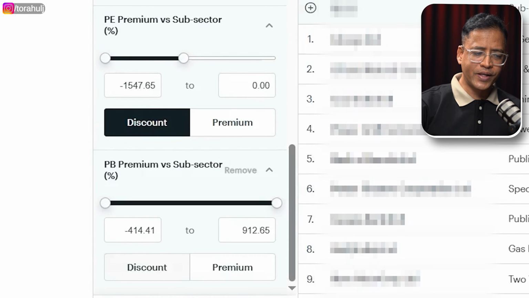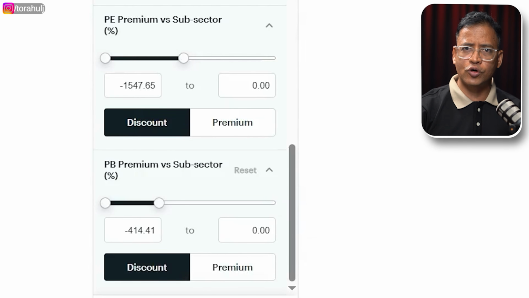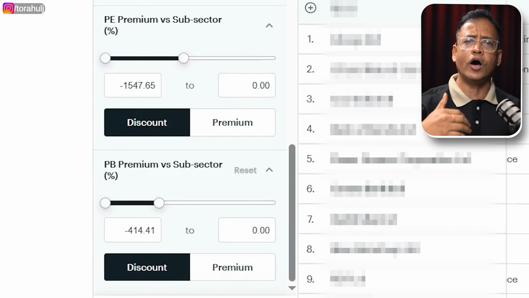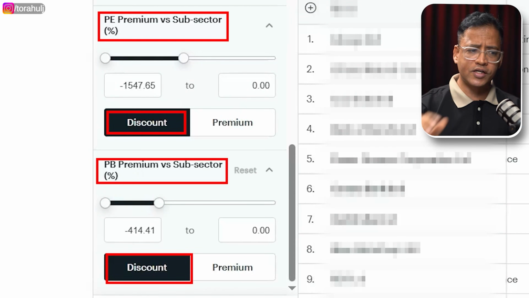Now, this is a very simplistic way of looking at valuation. I'm sure from a valuation perspective, you could do a lot, right? You can look at individual companies and look at their DCF, etc. But at least from a broad perspective, we have looked at these two parameters. Both are pro factors here, pro parameters on Tickertape. They are very, very important in my view. It gives you sort of a pulse about that company, where it is trading versus the subsector.